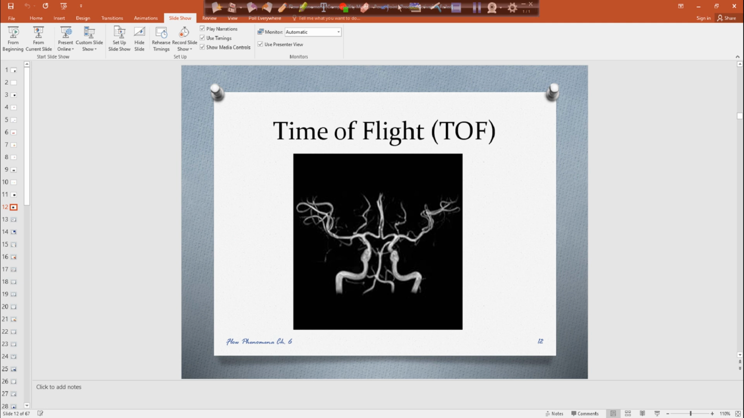And then this is kind of what it looks like, right? This is our time of flight after we've nipped the stationary tissue. This is both the anterior and posterior circle of Willis. Is this a coronal, sagittal, or axial view of the circle of Willis? Axial? Not axial. It's coronal. Coronal.